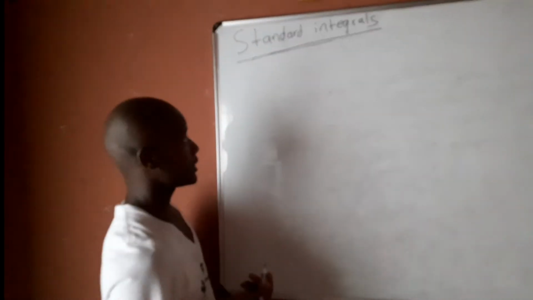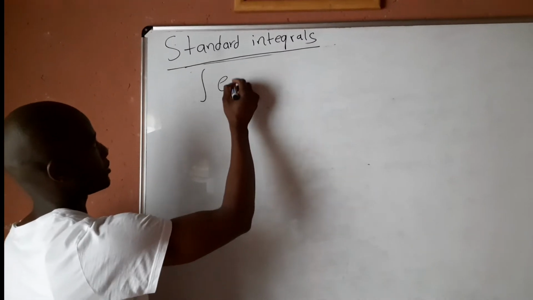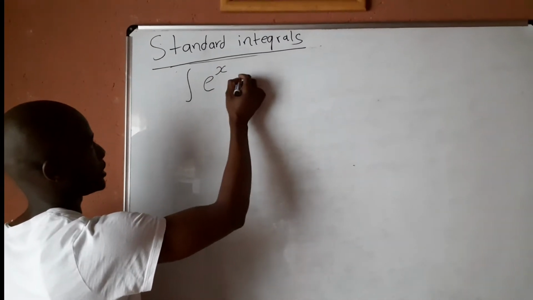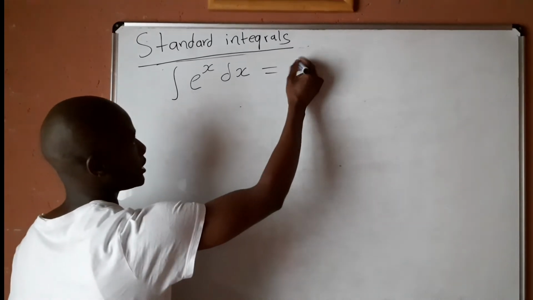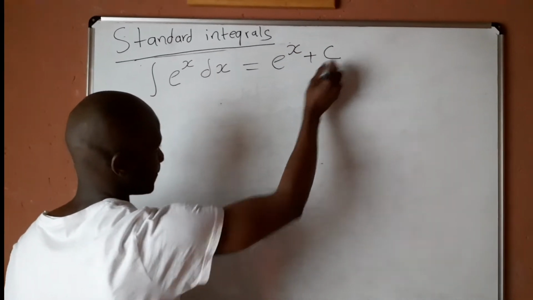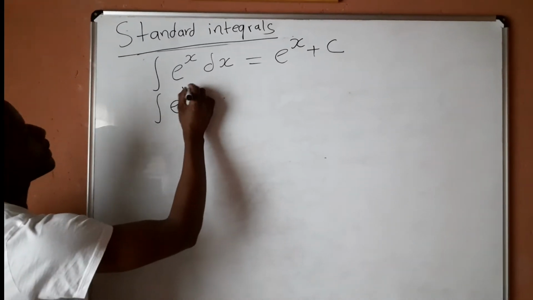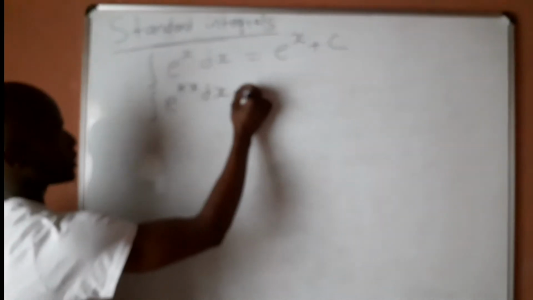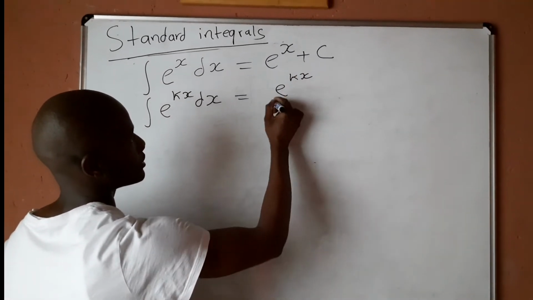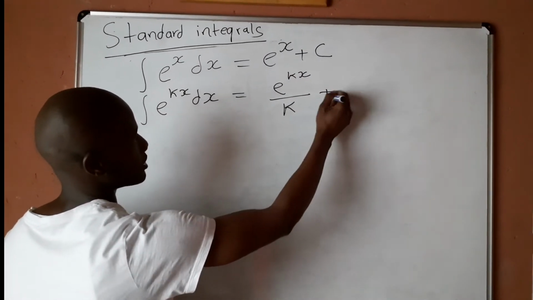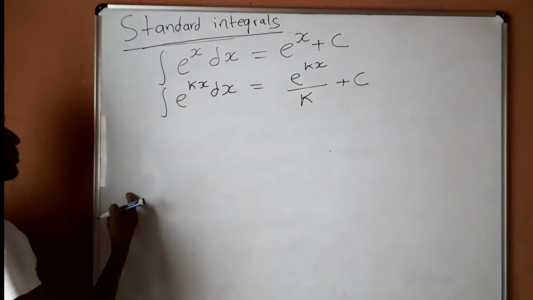Another formula for standard integrals: integrate e to the power x dx. E to the power x dx is going to be e to the power x plus c. And they can say integrate e to the power kx dx, which is going to be e to the power kx over k plus c. So let's do some examples.